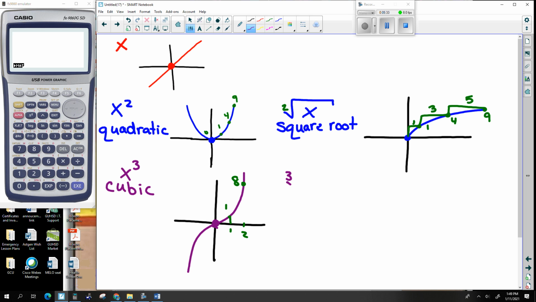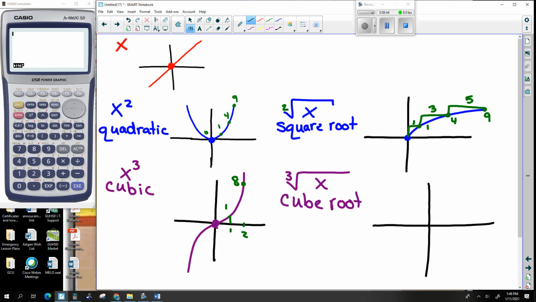And we also have a cube root. And again, that looks like a cubic, but it goes out, not up. So go out 1, 1. Go out 2, 8. I think generally they kind of stick in here.